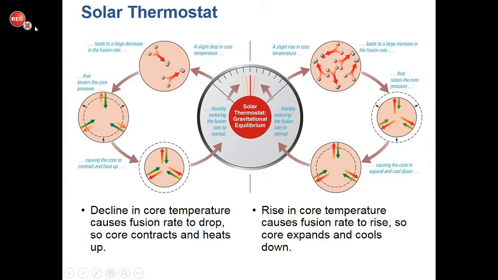When you have a change in the temperature, that's going to increase or decrease the fusion rate, which changes the pressure in the core, which causes either expansion or contraction. The idea is that whatever change you have results in a change in the core that restores the original conditions. It's a negative feedback.